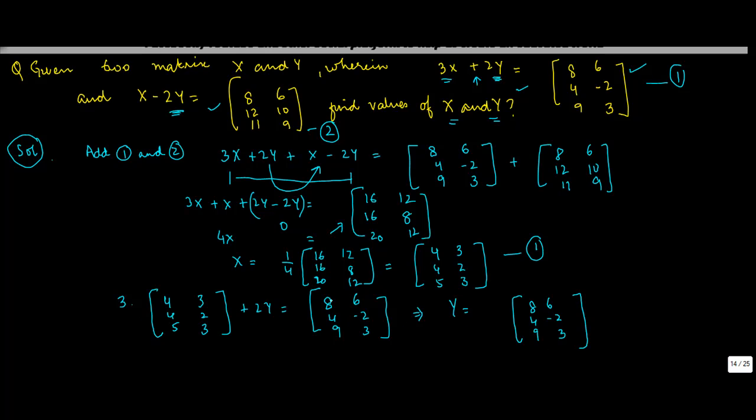We will move this to the other side of the equation, so this plus will become minus. Instead of doing all this, I'll just straight away multiply these numbers: 3 times 4, 12; 3 times 3, 9; 3 times 4, 12; 3 times 5, 15; 3 times 2, 6; 3 times 3, 9. And I have to put in 1 upon 2 here. Why? Because 2y was equal to this minus this, so y has to be half of this.